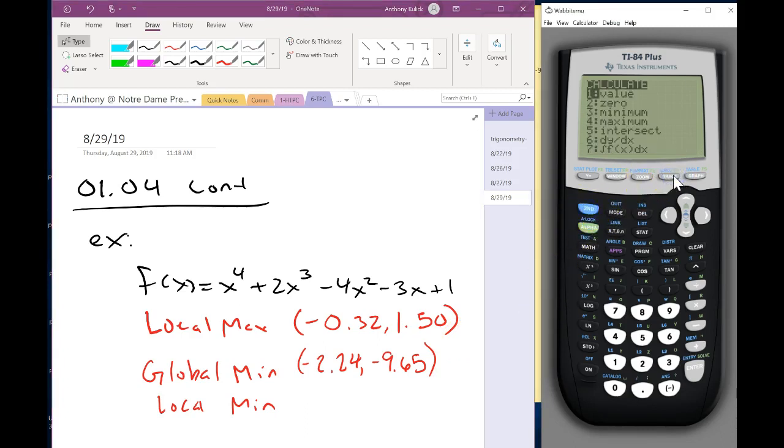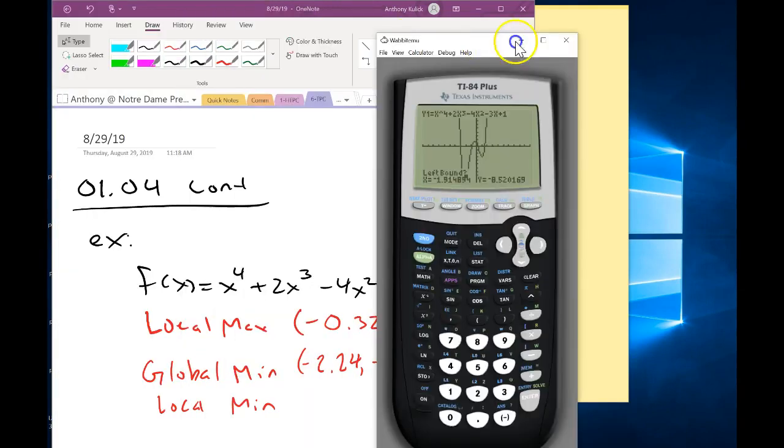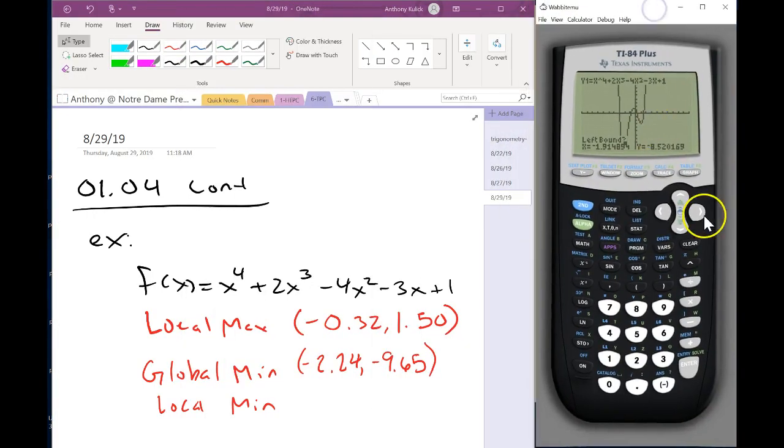So again, we'll go second trace, minimum command, and then we need a left bound, a right bound, and a guess. Whoa. Okay. Come on here. Calculator's got a mind of its own here. Okay, finding a left bound. That looks pretty good to me. I'll press enter. Now right bound. That looks good to me. Press enter. Guess. Press enter. And there's my minimum.